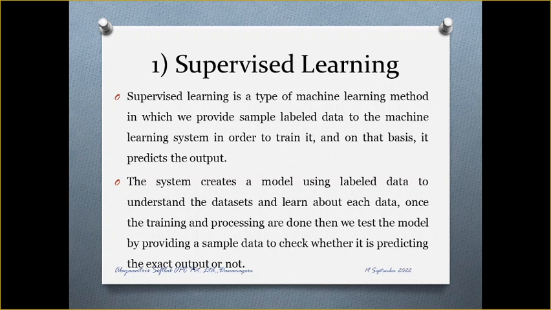Similarly, we give the machine a set of questions along with the answers. For this question this should be the answer, for this input this should be the output. Based on that data set, the machine understands the pattern of distribution and the hidden patterns present in the data set, and thereby it learns the things under supervision.